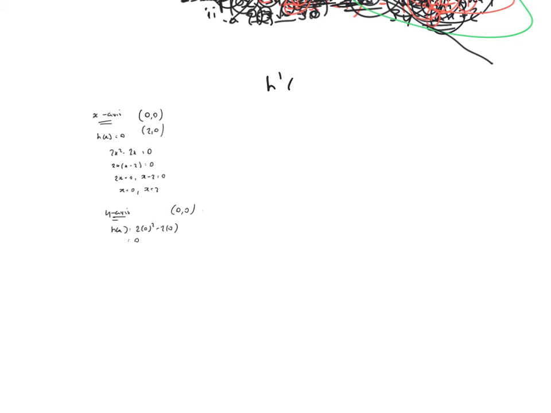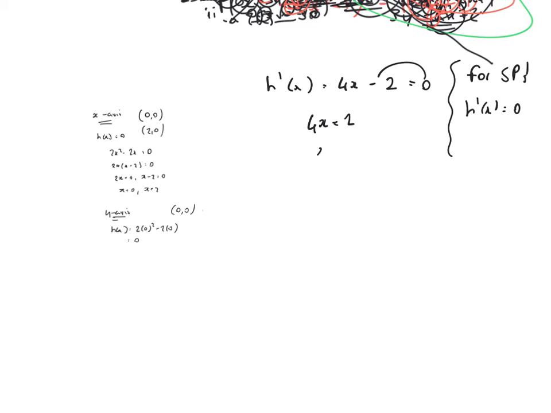So that will be h dashed x equals 4x minus 2 equals 0, remember, and then make the statement for stationary points h dashed x is equal to 0. Okay, that's then 4x is equal to 2, x is equal to 2 over 4, and I'm going to simplify that down, x equals 1/2, so my stationary point occurs at x equals 1/2.